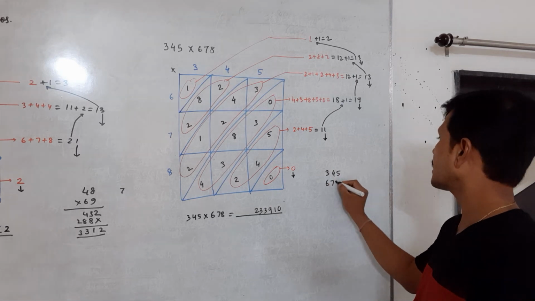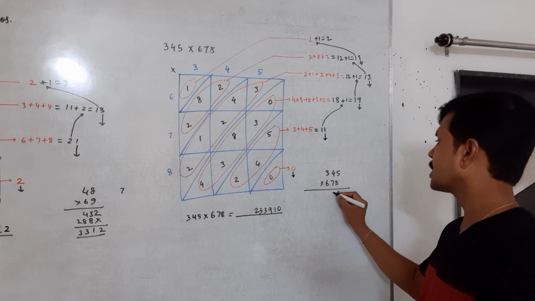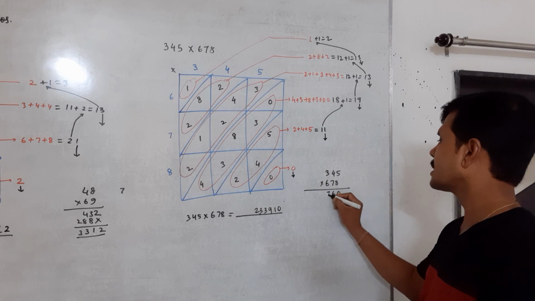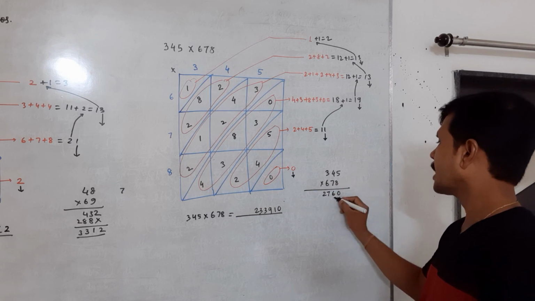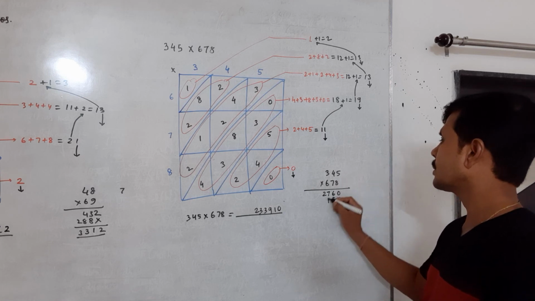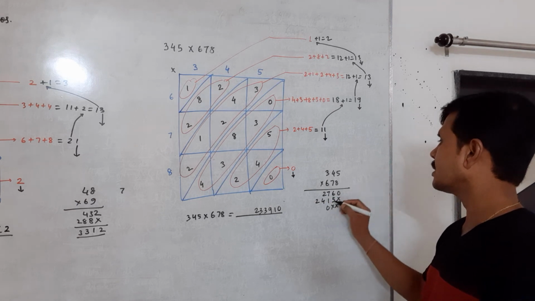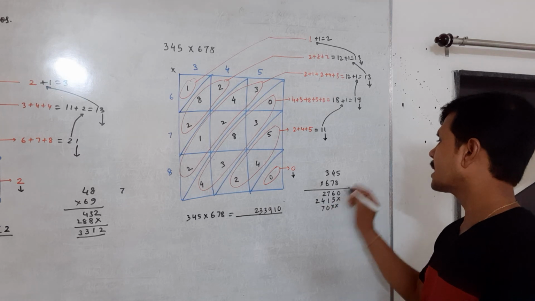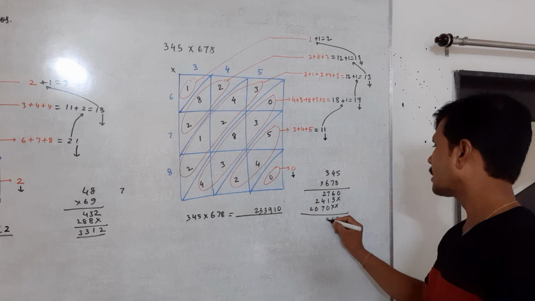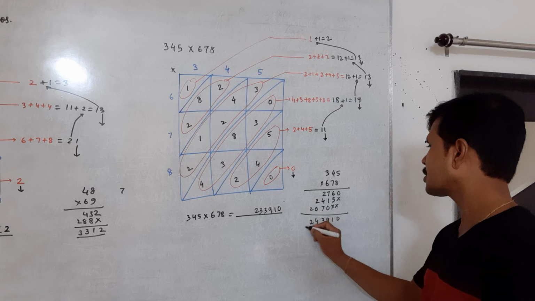345 into 678. 8 times 5 is 40, carry 4. 8 times 4 is 32, 32 plus 4, 36, carry 3. 8 times 3 is 24, 24 plus 3, 27. 7 times 5 is 35, carry 3. 28 plus 3, 31, carry 3. 21 plus 3, 24. Okay, 6 times 5 is 30, carry 3. 24 plus 3, 27, carry 2. 18 plus 2, 20. Now add up 0, 1, 9. This is equal to 13. This is equal to 4 and this is 2.